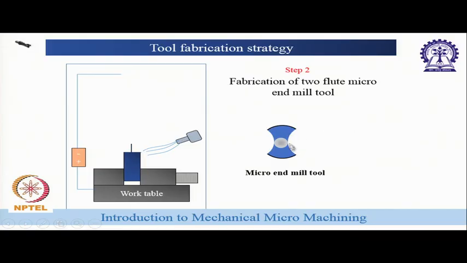So these two sides can work as a tool edge or the cutting edge, and while rotating, this cutting edge can remove material and it can perform as a micro end mill tool. So this is the whole strategy of fabrication.